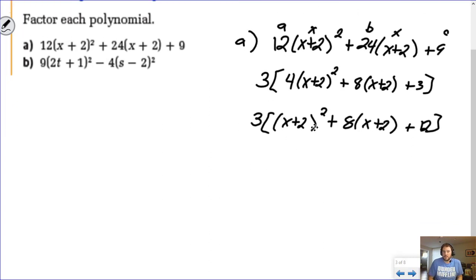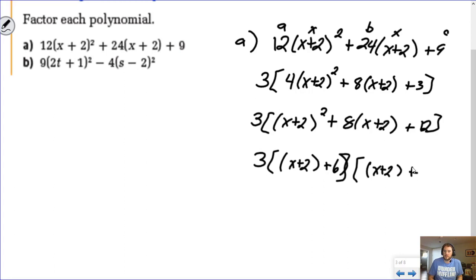Okay, now this thing can be factored. So again, remember this whole bracket is our variable. So we're looking for two numbers that multiply to give me 12, but add to give me 8. And those numbers would be 6 and 2. So we get x plus 2 plus 6, right? That's my first one. And then the x plus 2 plus 2 is my second one, right?